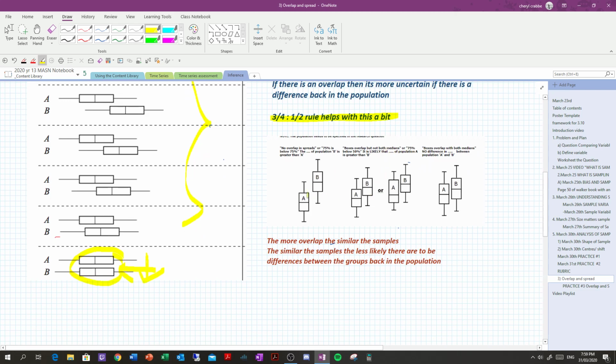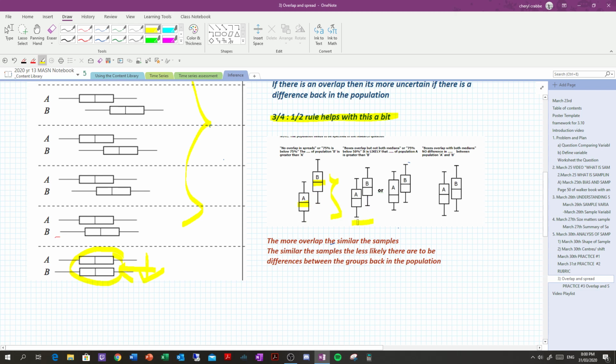What happens is, when you look at this, there's no overlap between the boxes, and the other thing you can notice is that both medians, in this case, are outside the box of the other. So B's median is outside the box of A, and A's median is outside the box of B. That's a pretty good indication that there is a distinctive difference between these two groups.